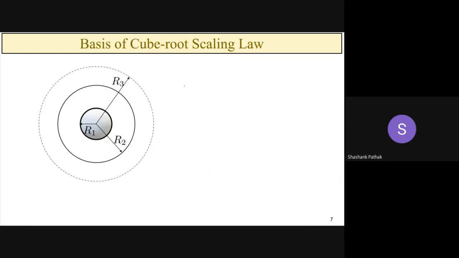Now, what is the basis of the cube root scaling law? We will understand. Suppose this is your charge here at the center, and spherical waves are produced like this, moving outward. At this location the radius of the spherical wave is r1, then r2, then r3, so slowly your radius is increasing. The total explosion energy produced by this explosive is directly proportional to the yield of the system, or you can say the equivalent weight.